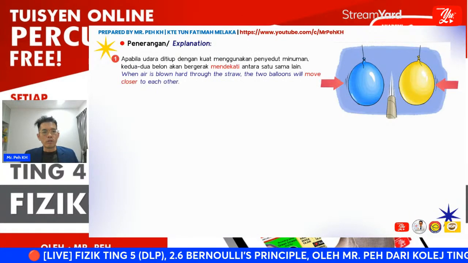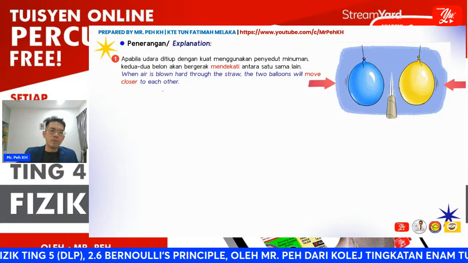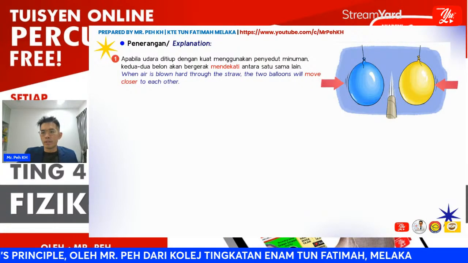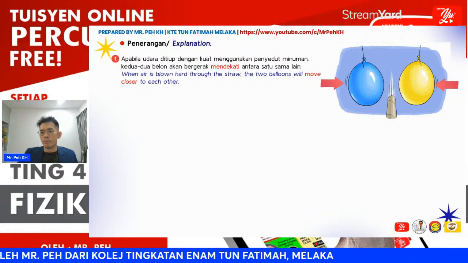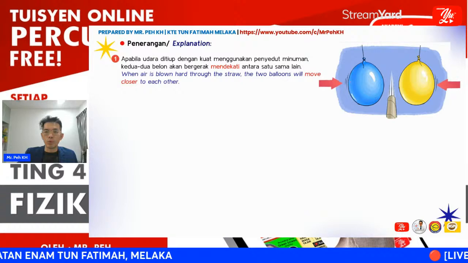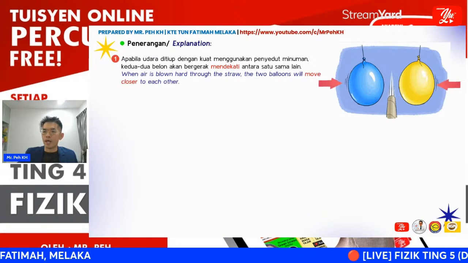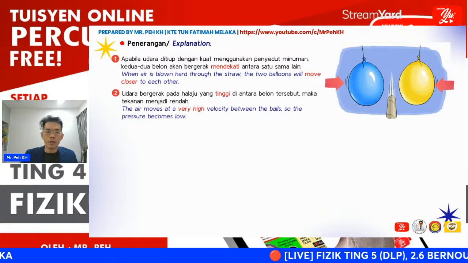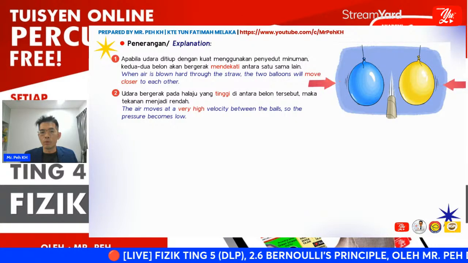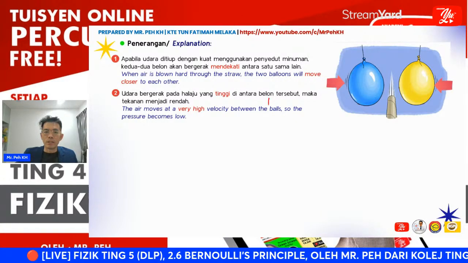Okay, so the explanation will be like this. When air is blown hard through the straw, following this figure, the balloons will move closer to each other. This is quite similar to the activity we explained just now. The air moves at a very high velocity between the balloons.